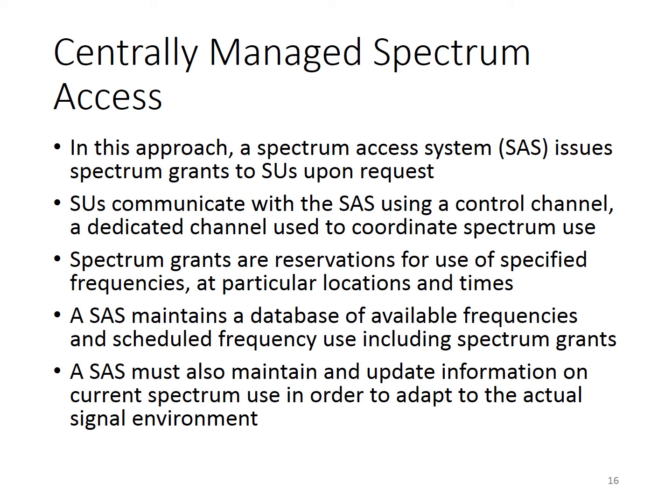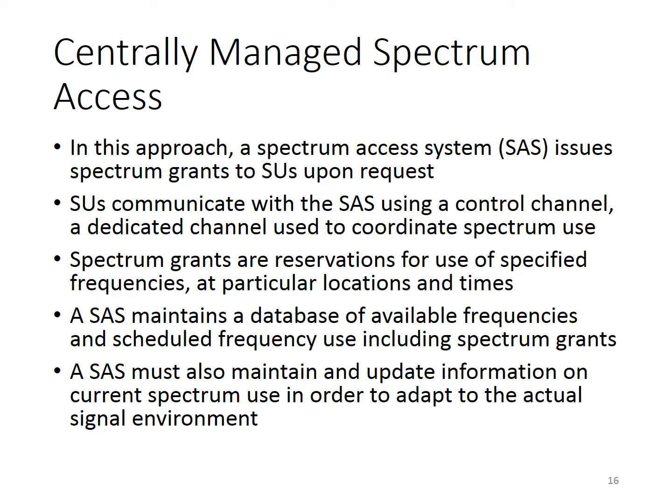Now that we have looked at approaches to opportunistic spectrum access, we can discuss an alternative approach to spectrum sharing that will be the focus of the next exercise. In centrally managed spectrum access, an automated spectrum manager called a Spectrum Access System, or SAS, maintains awareness of current and planned spectrum use and issues spectrum grants to secondary users that request access to spectrum.